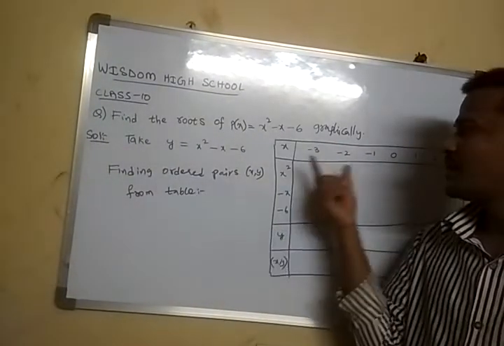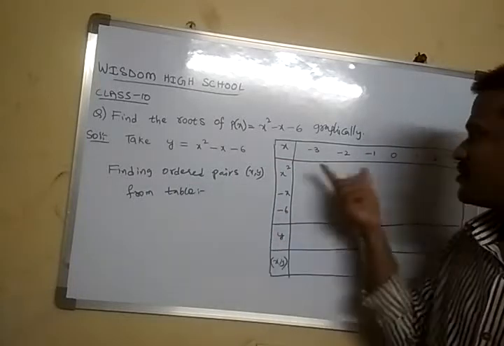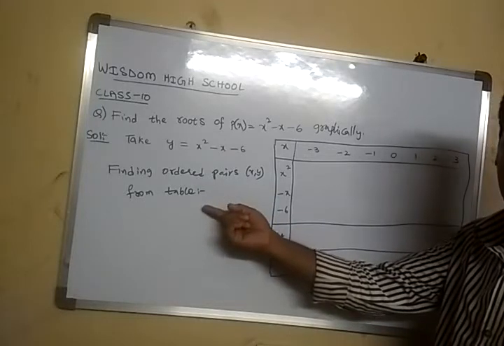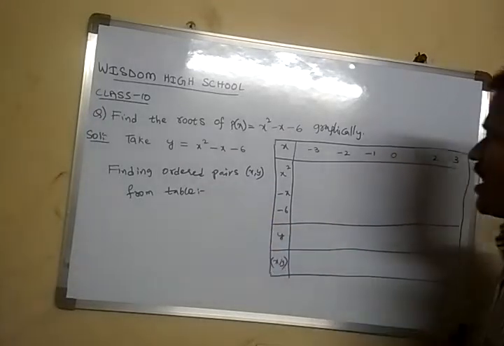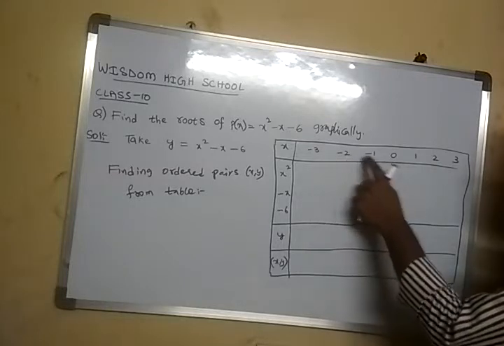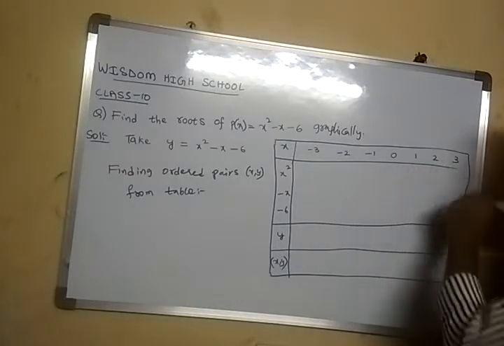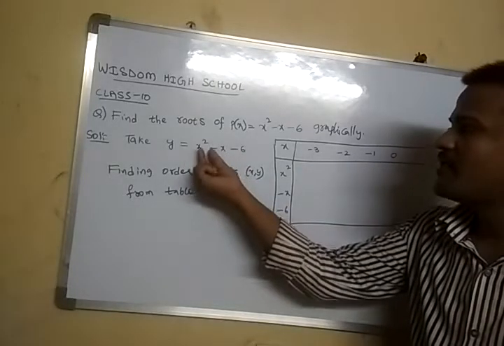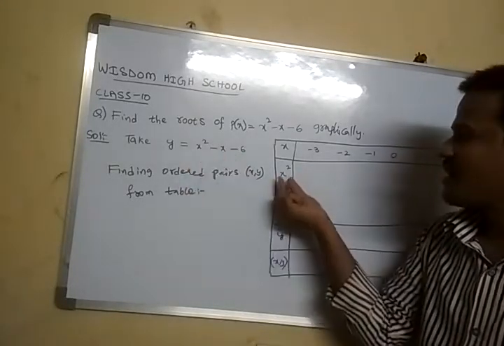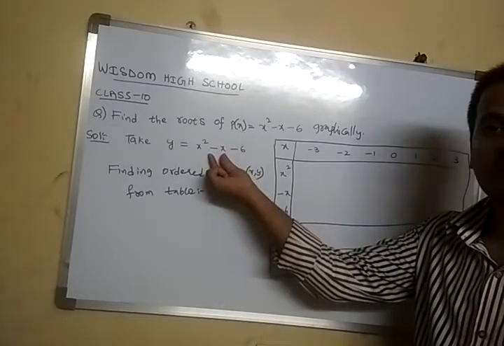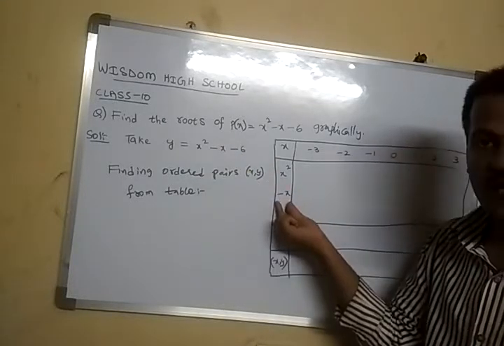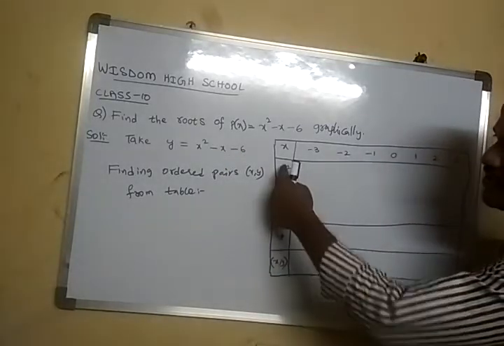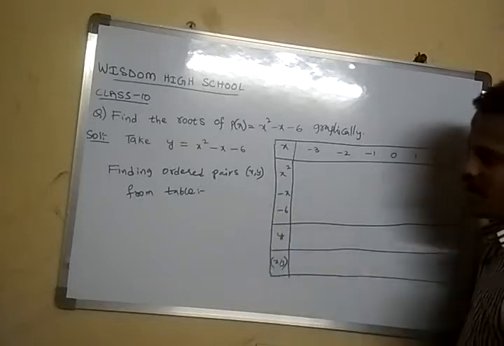Now to find the ordered pairs, you have to consider the table in this form. As I already said, the x values range from -3 to 3. I have taken x values -3, -2, -1, 0, 1, 2, 3. These are the integers you already know. Now whatever polynomial is given, take the first term x square here, the next term -x under that, and the next -6 under that. So you take all three terms at a time, one under the other.